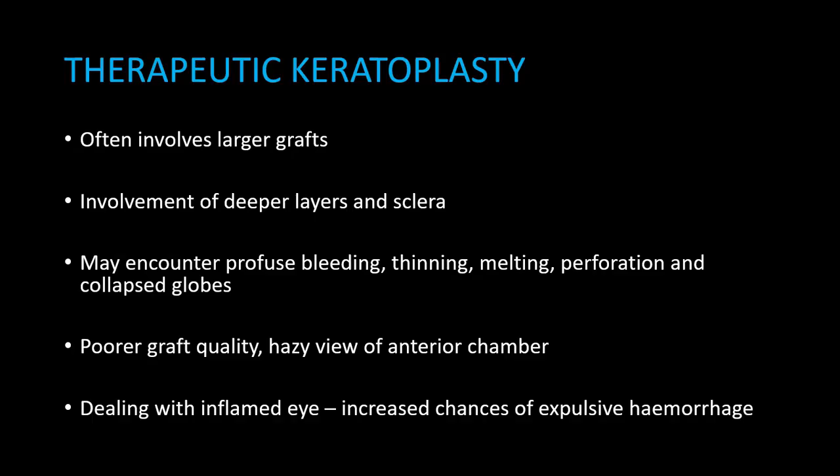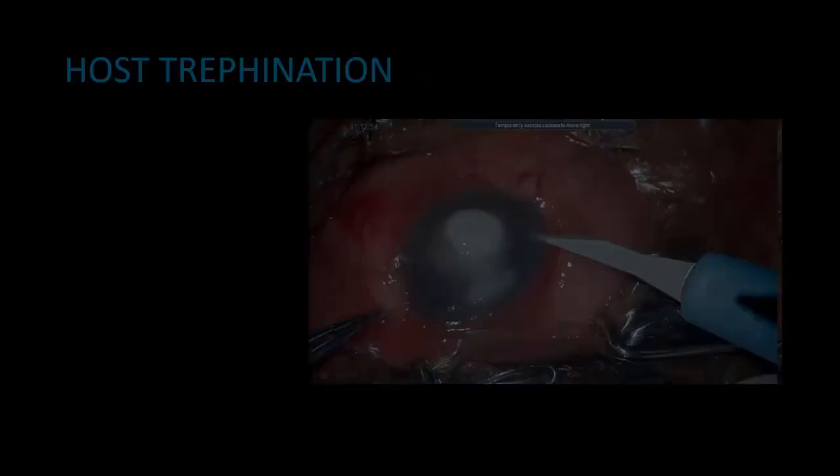But often, because of the size of the infection, you end up having to take larger grafts. Depending on the involvement of the sclera and anterior chamber, the inflammation may be very severe. You often encounter profuse bleeding, melting sclera, perforated cornea, and collapsed globes. And the grafts are usually of poorer quality. You can't really visualize the anterior chamber, and all of this will multiply your problems. And almost always, you're dealing with an inflamed eye and a very uncooperative patient, and this increases the chance of having an expulsive hemorrhage. So, I'm going to just present a few tips and tricks, if you may, while doing a therapeutic keratoplasty. So let's dive into it.